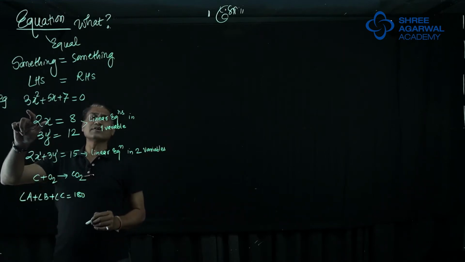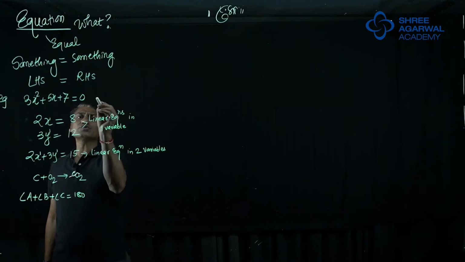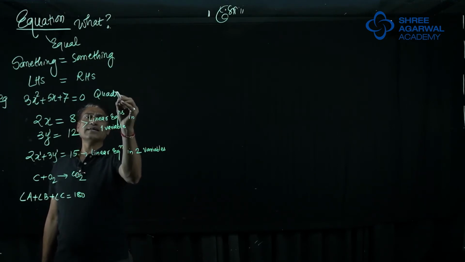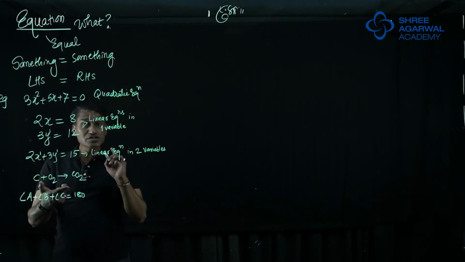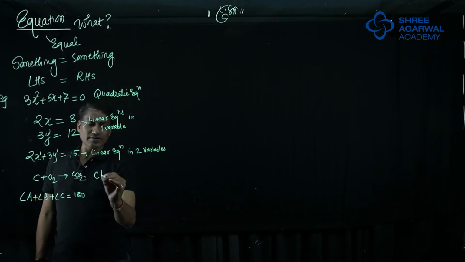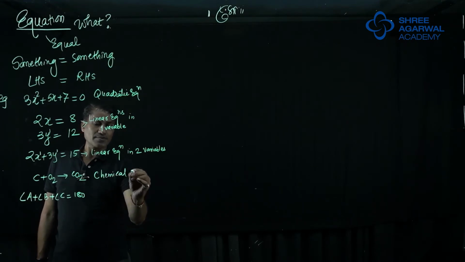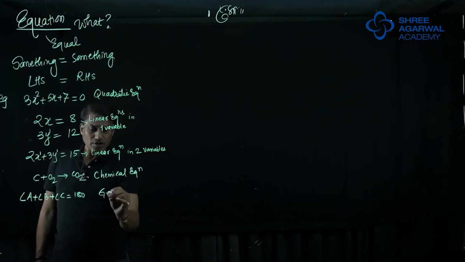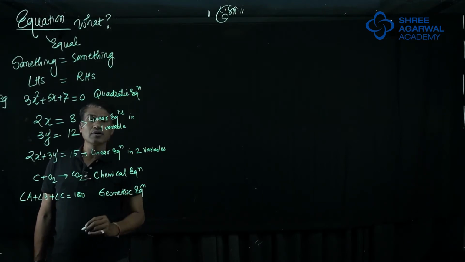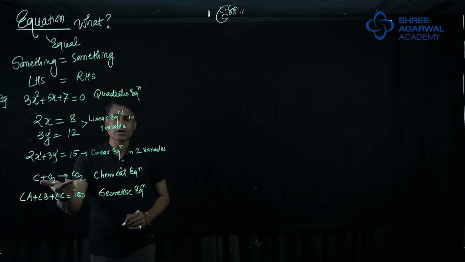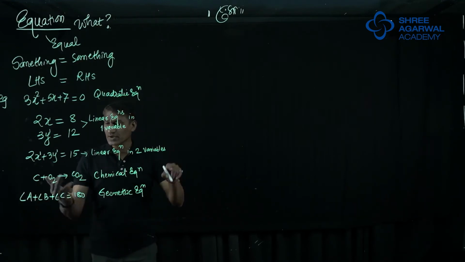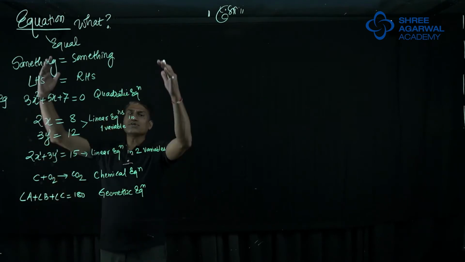Sir, what about this equation? If you see the highest power is 2, so it is called a quadratic equation. This is not an algebraic equation. It is a chemical equation. This is a geometric equation. Because we are using chemical molecular formulae, chemical formulae. And in chemistry, we don't write equal to, we say gives. C plus O2 gives CO2. So, this is about an equation.